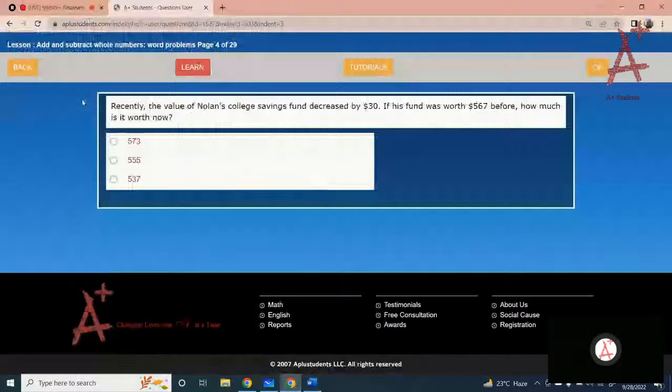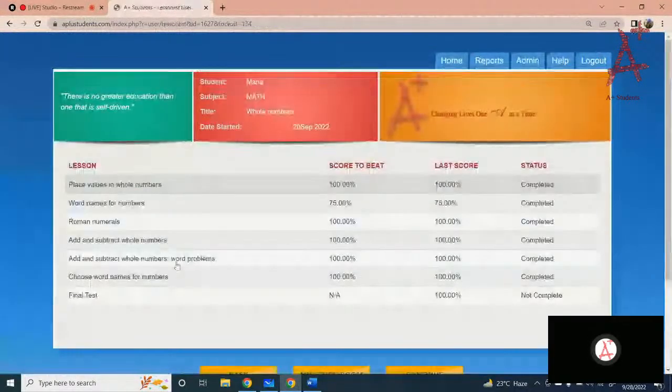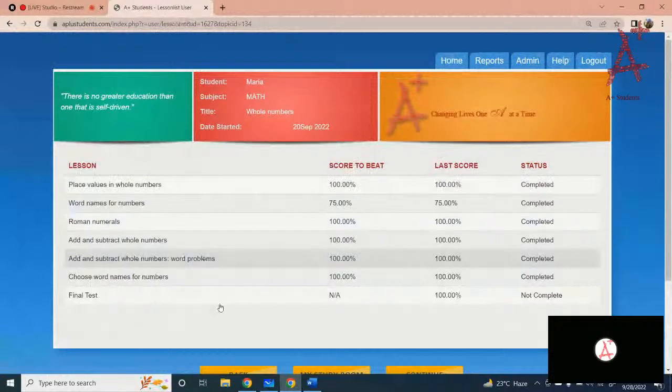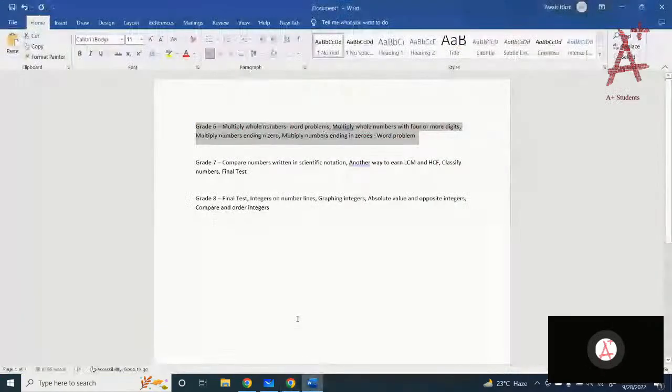Okay, you can complete the test right after the session. I'm moving on to the next lesson. Just click on the back button so that we can move on to the next lesson. Okay, the next lesson is add and subtract.